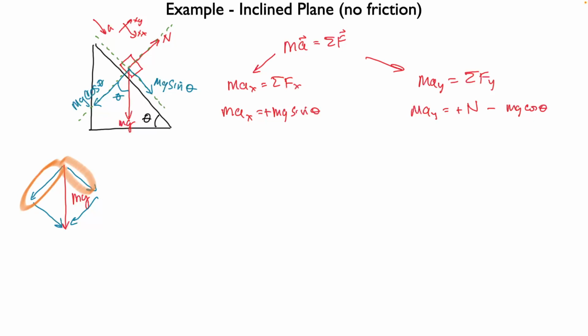All right, now we have some math to do. Our goal is to solve for the acceleration of the aardvark down the hill. I've got two equations that have acceleration in them. How do I find the acceleration?